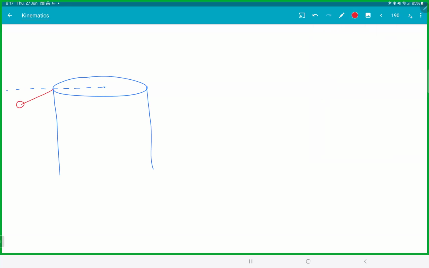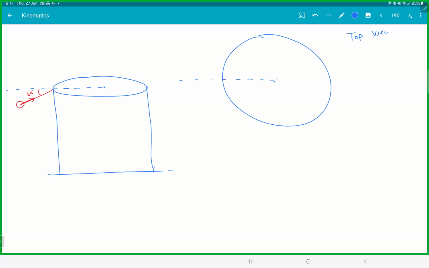The ball is coming like this, and this angle is 60 degrees. Top view is this. You're sending the ball like this at an angle of 60 degrees. The ball is falling into the well, not straight along the diameter, but at an angle. Can you tell me how this will look? Did you get what I'm asking?